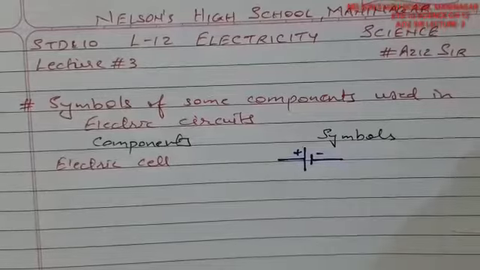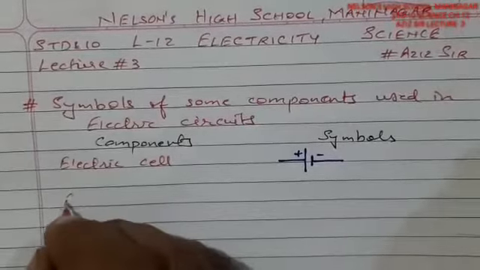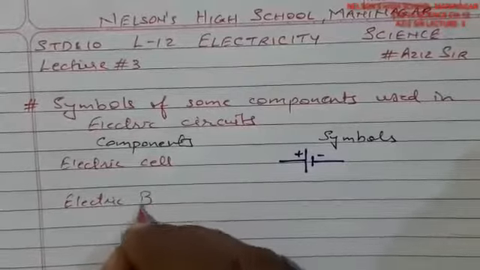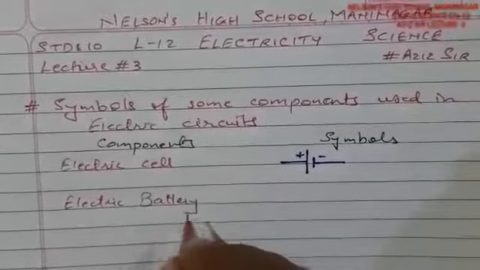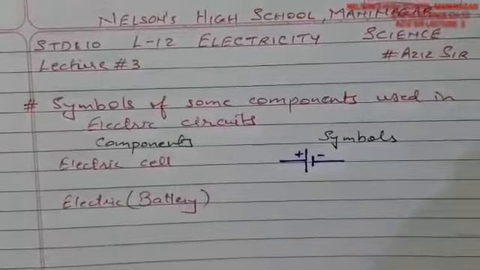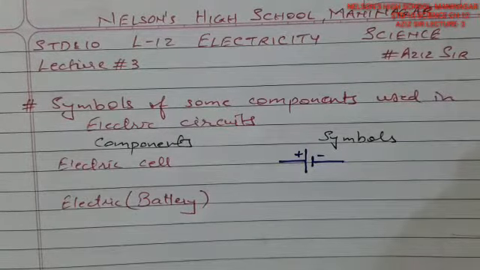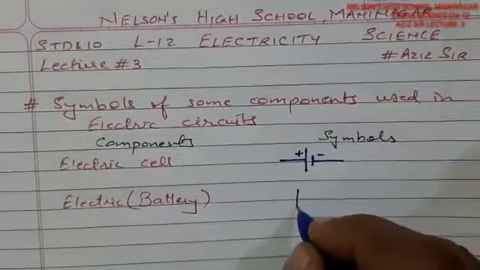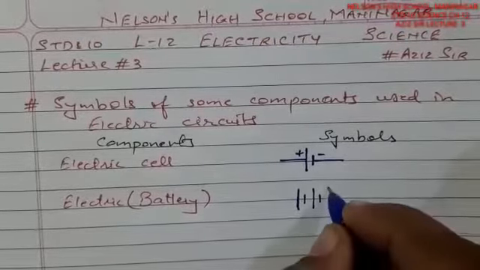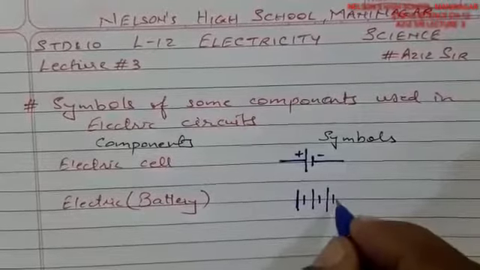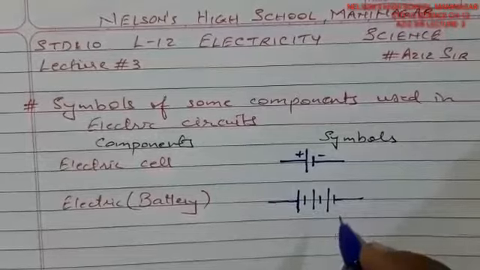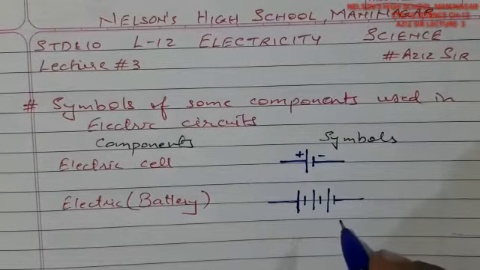Now the next is battery, electric battery. We generally call the word as battery only. We do not use the word electric battery, but generally this is battery. Now the symbol for the battery is 1 and goes on. It can be any. Generally we are having 6 volt battery, 12 volt battery, likewise, right?